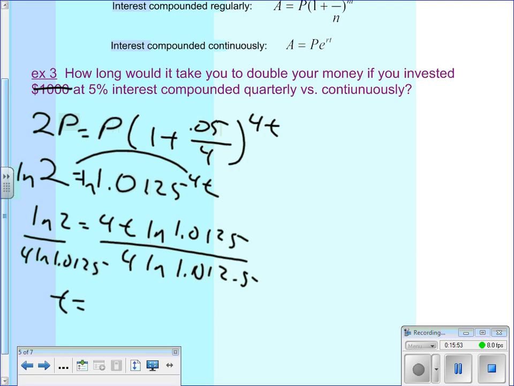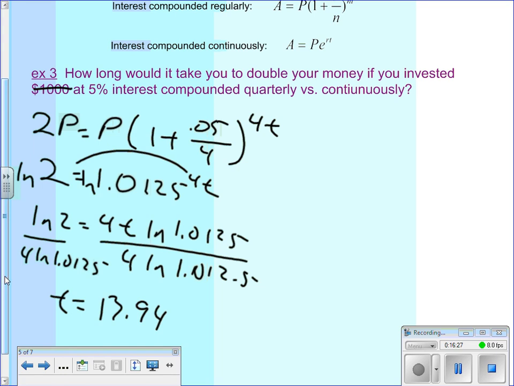So, and I get 13.94 years. Does that work? I hope that works.